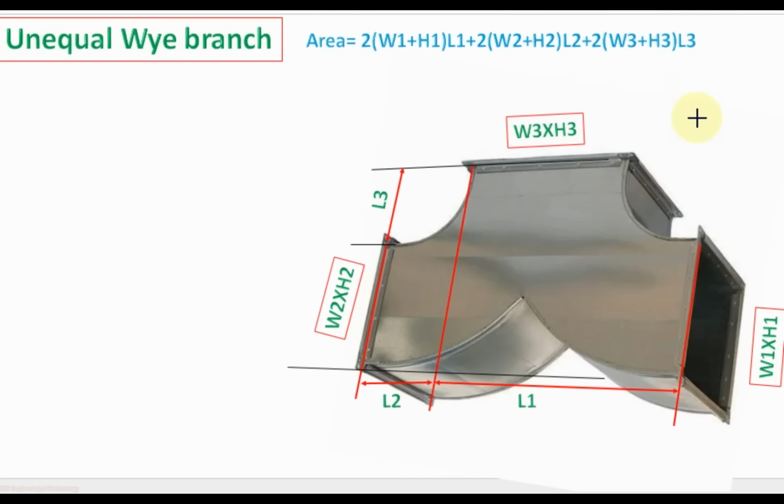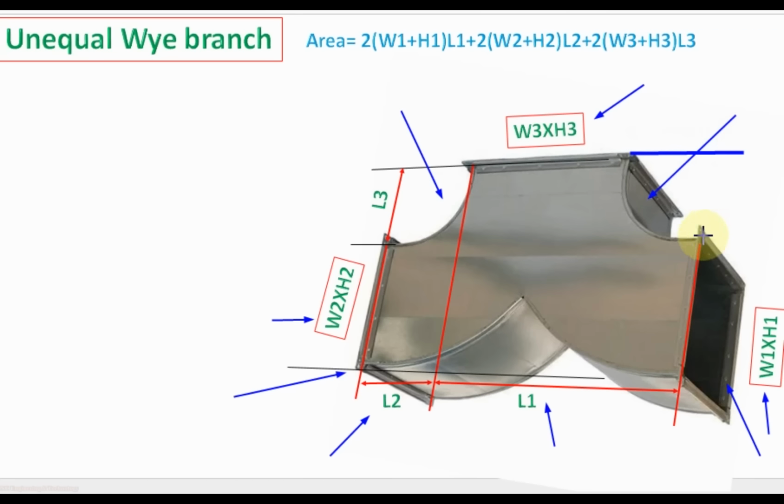To calculate the area of a Y, we will mark dimensions like this. From these two openings, we will see which one is larger. For the larger one, we will give W1 H1 and the smaller one we will give W2 H2. The length beside the larger one we will give L1 and the length beside the smaller will be L2. Then it will be W3 H3. Then we will see these two radii, which radius is larger, then we will make L3. Suppose this radius is larger, then we will draw one straight line from here and one straight line from here, and this portion, this height will be L3.